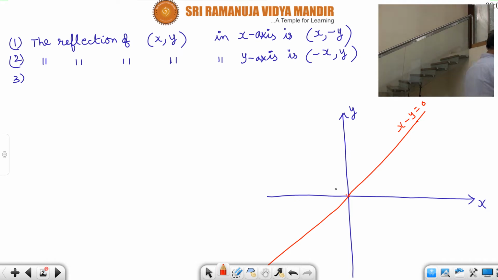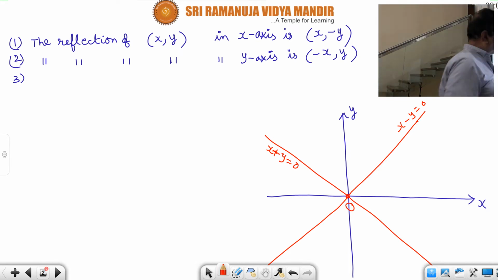So other angular bisector passing through second quadrant and fourth quadrant. What is its equation? Just perpendicular to the other line, so x plus y equal to 0. Angular bisectors, you know, will be always perpendicular. So both of them pass through the origin, which is the point of intersection of coordinate axis also.